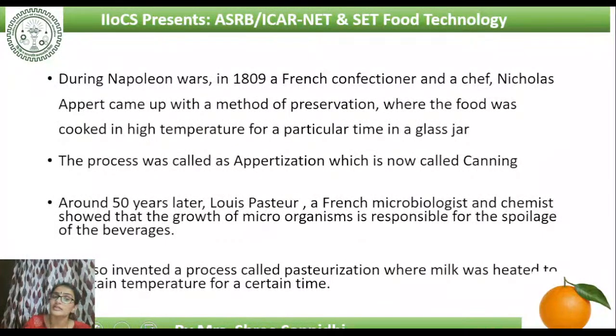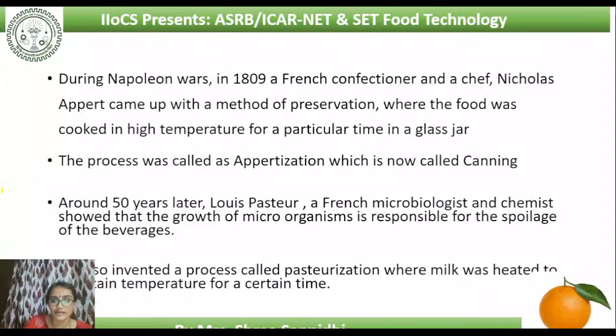life. This process was called appertization, because the person who invented the process was Nicolas Appert, so they named it appertization. Even now we use this process and we call it canning. It is called canning.